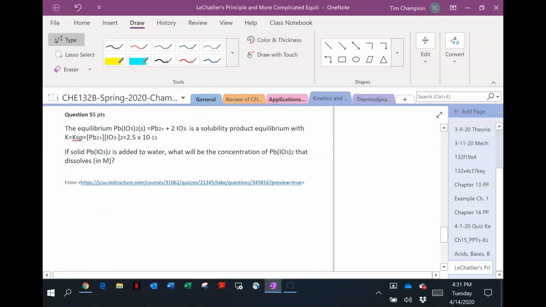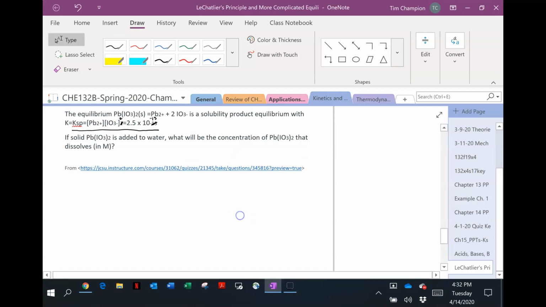All right, so moving on now, looking at a solubility product equilibrium involving Ksp, and we're asked to figure out exactly how much lead iodate is going to dissolve in water given the Ksp value of 2.5 times 10 to the negative 13th. This is, again, Pb(IO3)2. The subscripts and superscripts showed up better on the quiz than they do in this printout of the quiz.